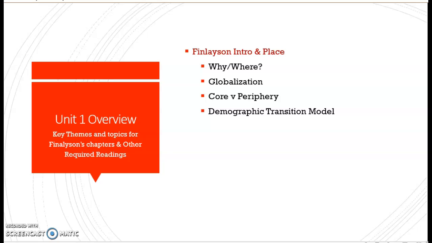An important concept that Finlayson introduces in this first chapter is the demographic transition model. And what we're going to understand is that different countries are experiencing different types of demographic change. Here in the United States, our population would actually begin to shrink. It would actually age, meaning the average age would get older, and our population would begin to contract if not for immigration.